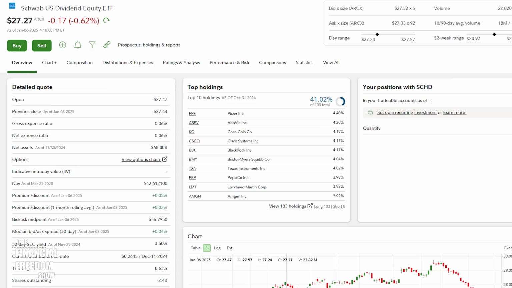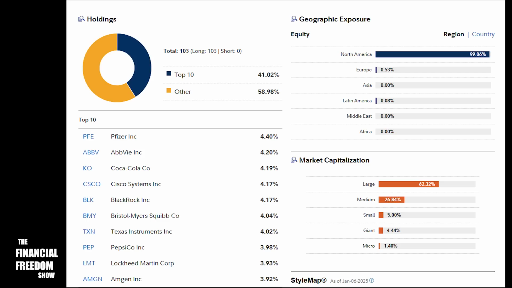So what is SCHD? SCHD is designed for investors seeking dividend income combined with long-term capital appreciation. The fund tracks the Dow Jones US Dividend 100 Index, which consists of high-quality US companies with a strong track record of paying dividends. SCHD's strategy emphasizes companies with consistent dividend payouts, financial strength, and relatively low volatility.